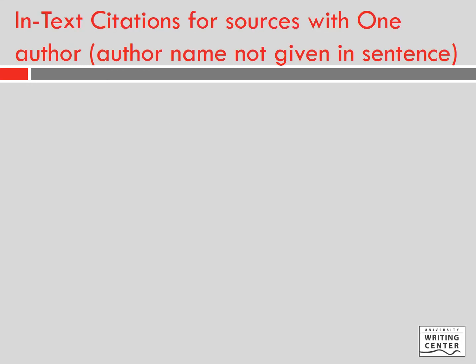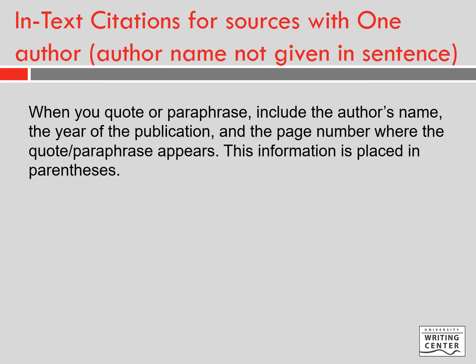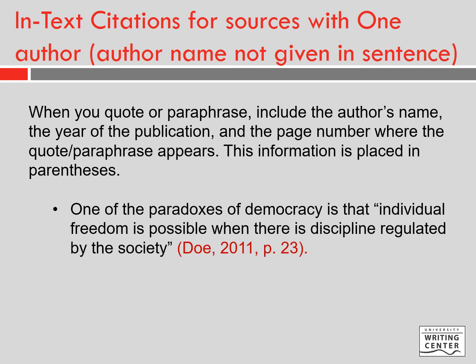First, let's look at end-of-sentence citation. When citing a text with only one author, whose name does not appear in the sentence, you place the author's name, followed by a comma, then the year of publication, followed by a comma, and finally, the page where the quote or paraphrase is. This information is placed in parentheses at the end of the sentence, and it is important to notice that the period always comes after the closing parenthesis as the final thing in the sentence.